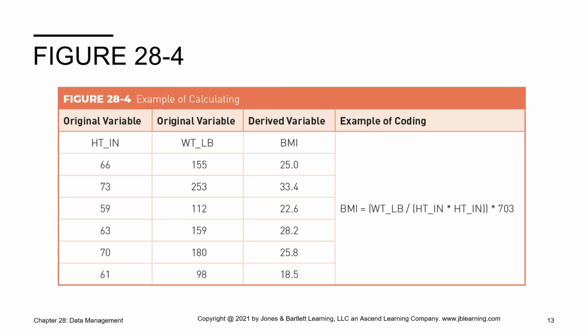Then here's an example of calculating a variable, and so this would be a derived variable for BMI, body mass index, which is calculated by using height in inches and weight in pounds. And then you would have to code it to a certain formula that would give you the BMI. And then when you have the BMI, you could also make a further recode of that by saying less than 18.5 BMI is underweight, 18.5 to 24.9 is healthy weight, 25 to 29.9 is overweight, and 30 and over is obese.